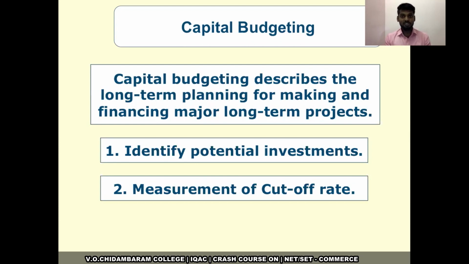When we say potential, it means the projects which would earn expected future cash flows, which means in terms of profit, an acceptable amount of profit. That is the potential investment. So that's the first decision that we would make.